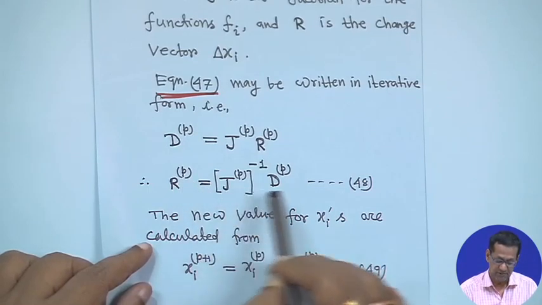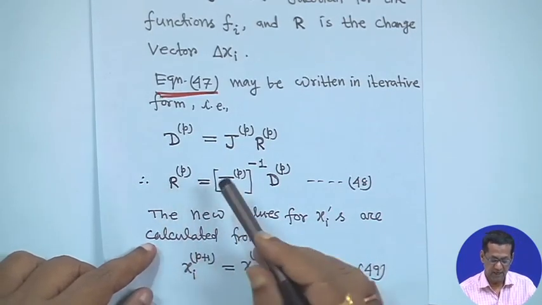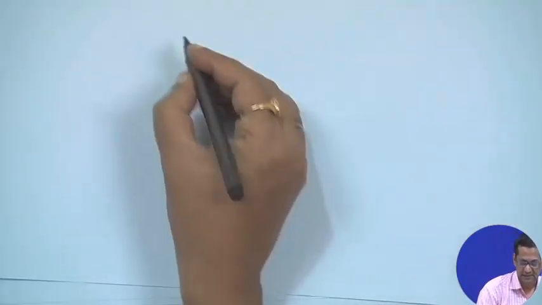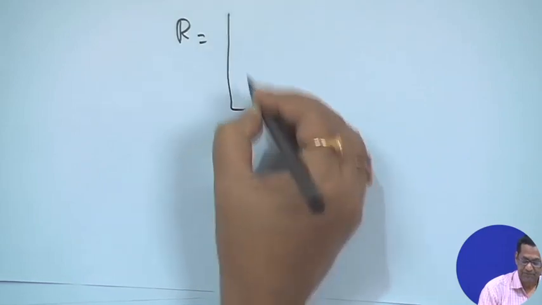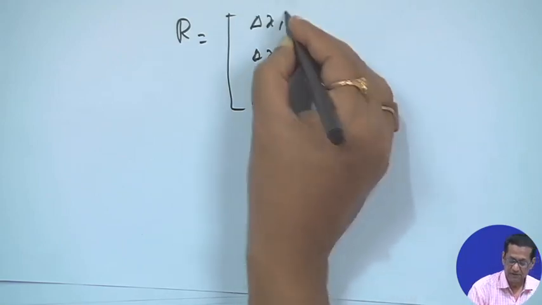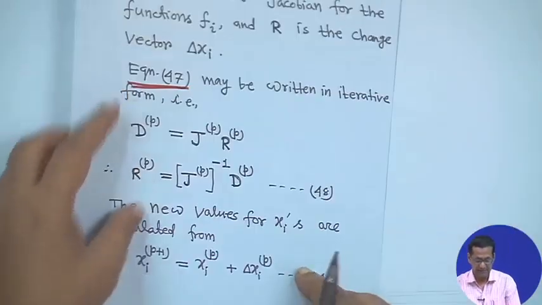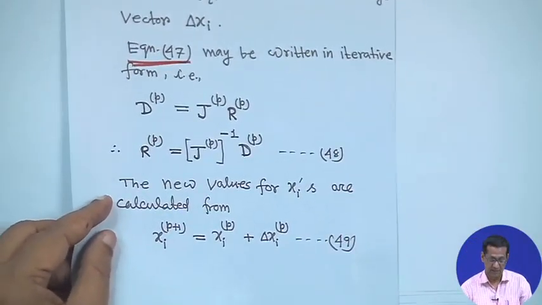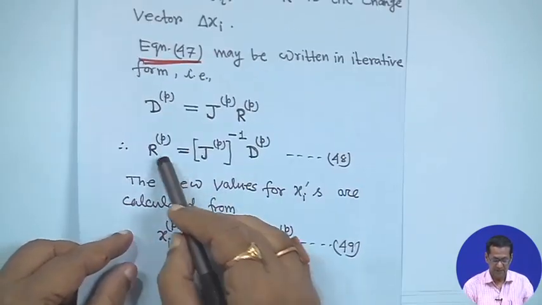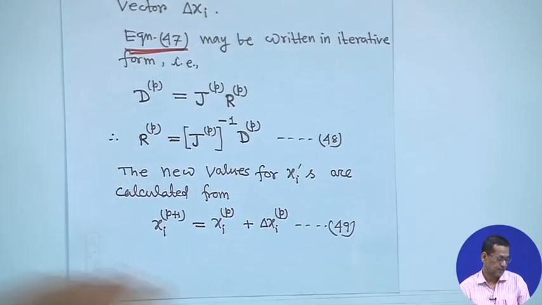If you know this, all delta x can be computed. R is like this: delta x 1, delta x 2, and so on. So all the delta x values can be computed from equation 48. Therefore, x can be updated: x i p plus 1 is equal to x i p, and from here you will get all the delta x i p values. This is equation 49.